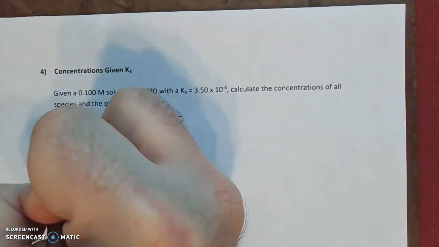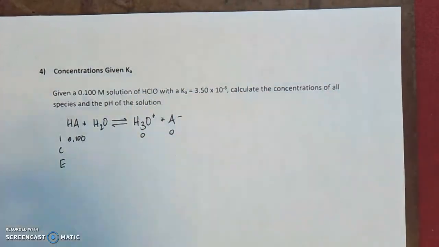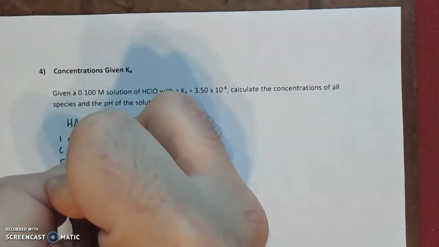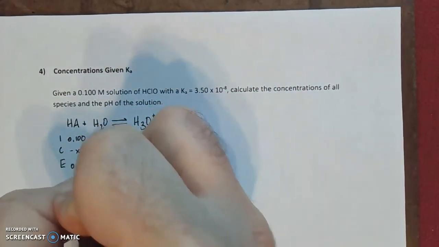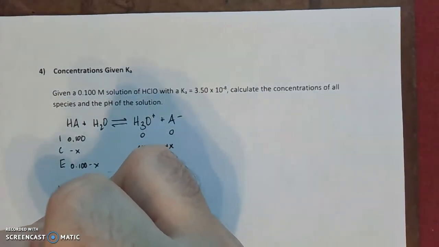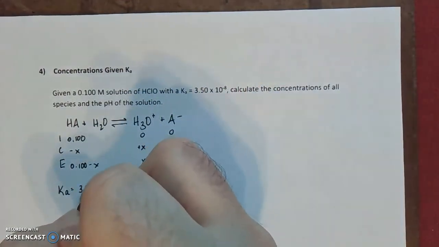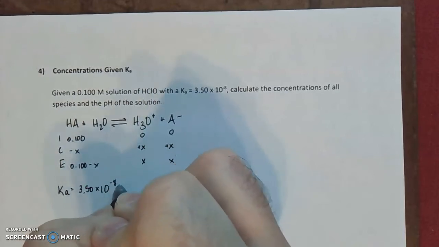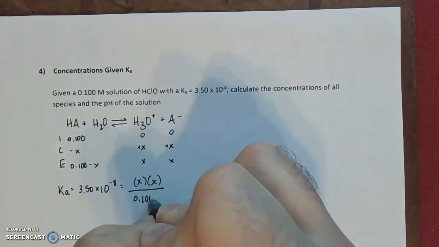So we set up our ice chart and we know that we have that much HA. That's it. These are both 0. And we know that this is going to go down by a factor of X, and these are going to go up by a factor of X. So at equilibrium, here are our values. So when we calculate the concentrations, we use our Ka, which is 3.450 times 10 to the minus 8. And that is equal to x times x all over 0.100 minus x.